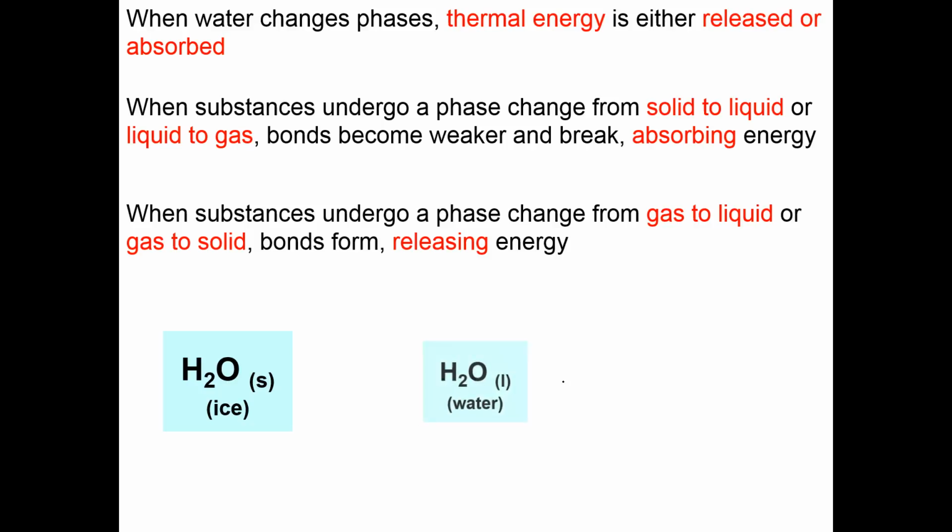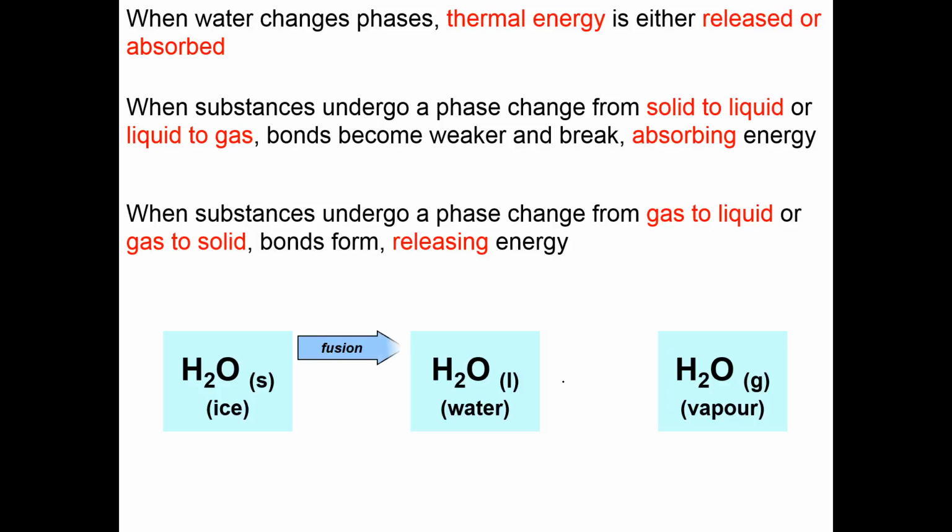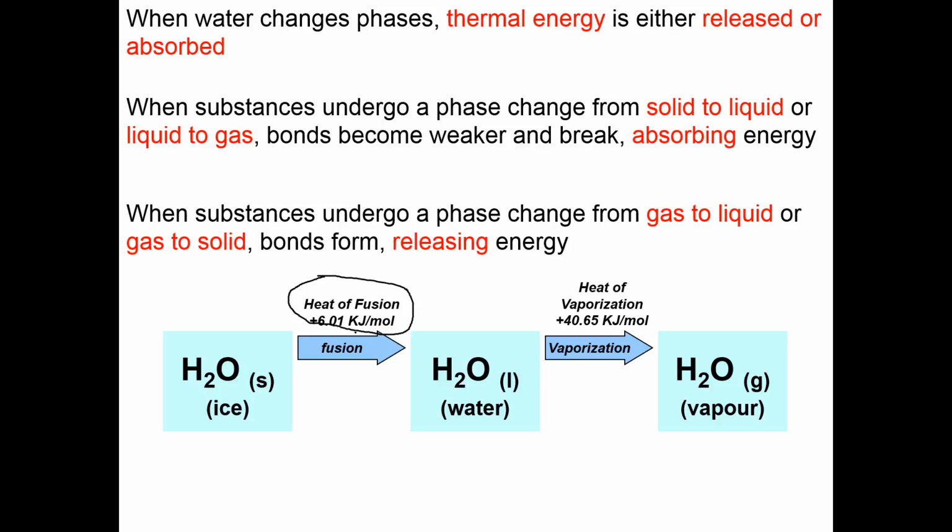The three forms of H2O, water: you have ice, water, and vapor. The process of freezing is called fusion, and the other is evaporation. The process of fusion requires a measurement called heat of fusion. Here, it's the amount of energy for 1 mole of water to change from solid to liquid. It's 6.01 kilojoules. That's quite a bit for 1 mole of water.